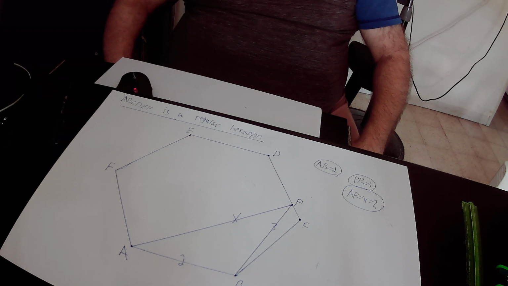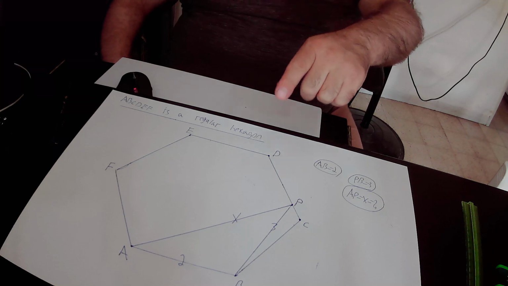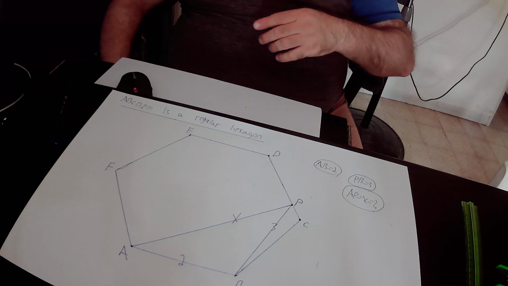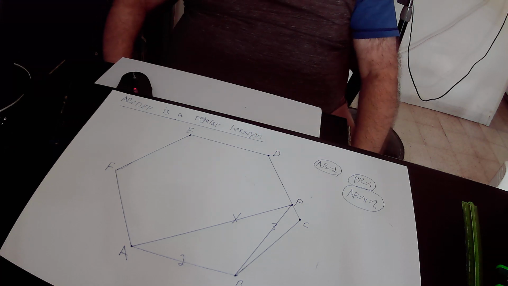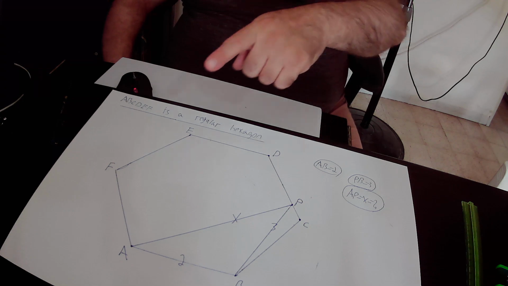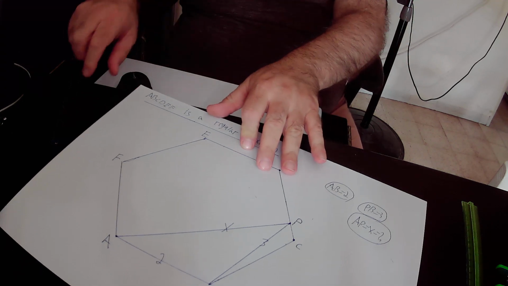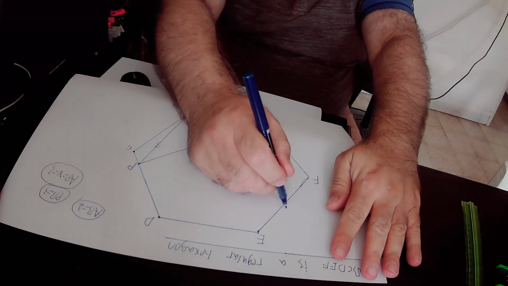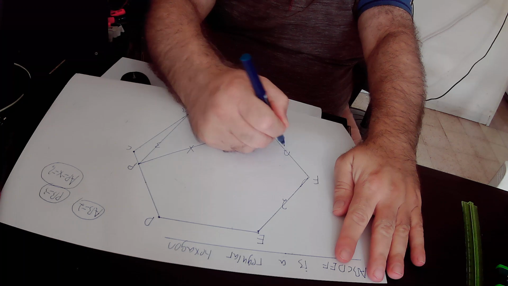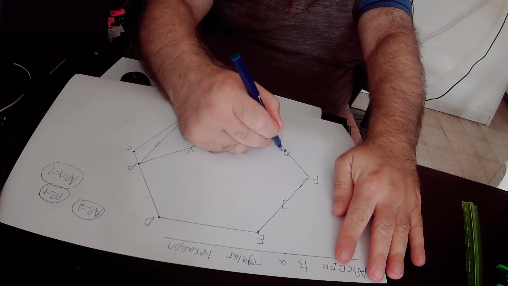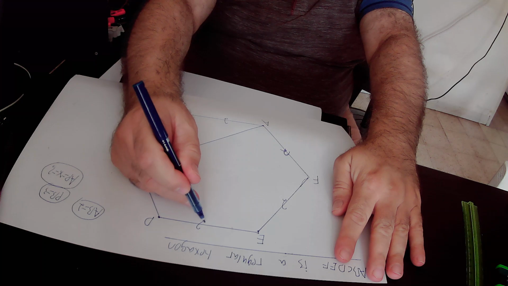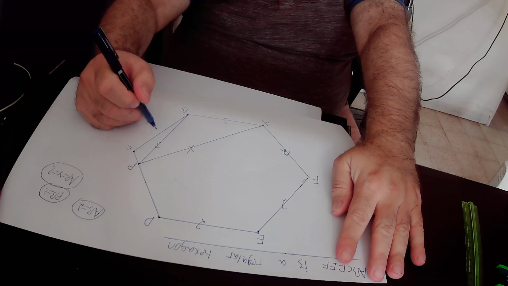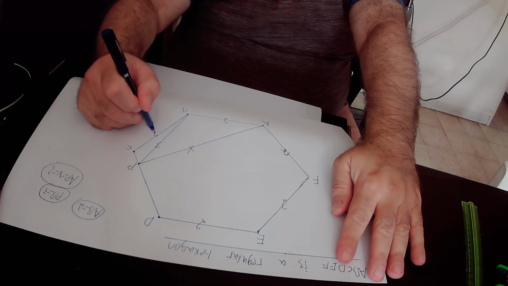We also know that the length of one side of this regular hexagon, side AB, is equal to 2 units. And therefore all the other sides must also be equal to 2 units. So here you can write down that side FE equals 2 units, side AF equals 2 units, side ED equals 2 units, side DC equals 2 units, and side BC also equals 2 units.